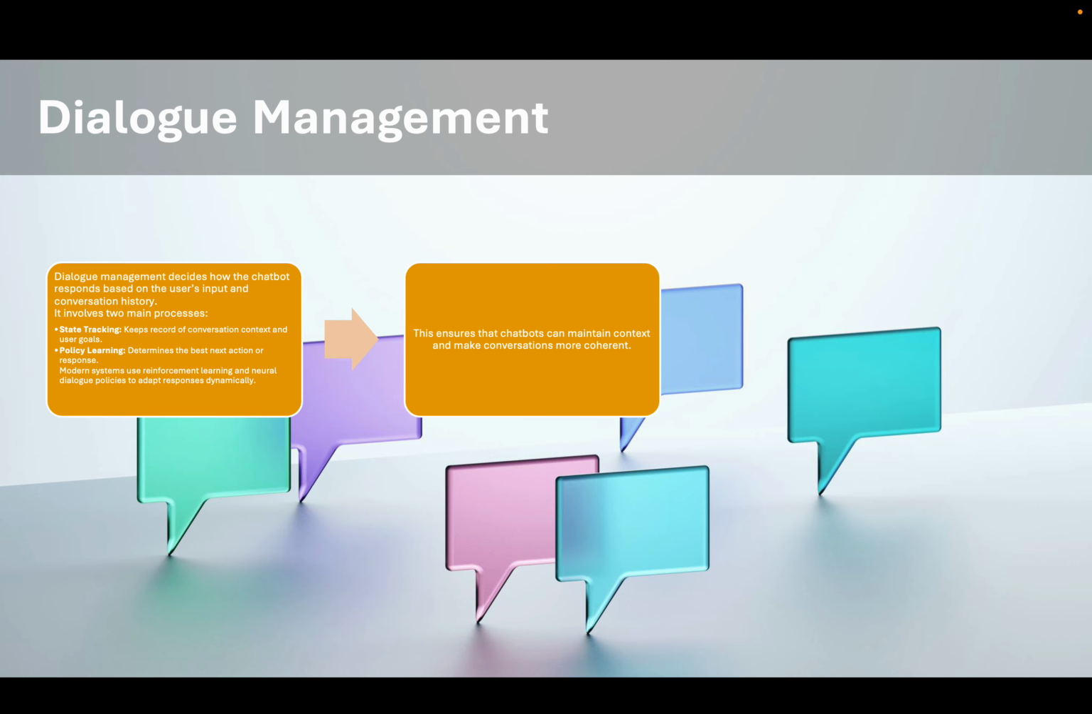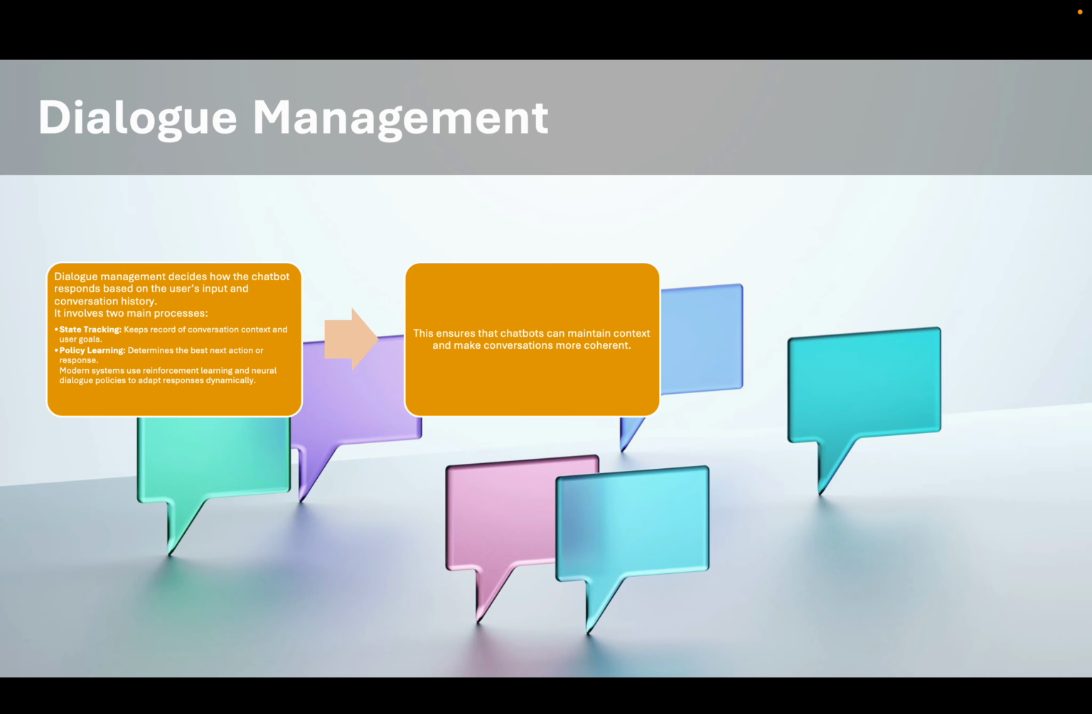Now let's discuss dialogue management. Dialogue management controls how a chatbot decides what to say next. It consists of two parts: state tracking and policy learning. State tracking keeps a record of the conversation so that the context is maintained. This helps avoid repetitive or irrelevant responses. Policy learning uses that context to decide on the next best action, that is, whether to ask a question, give an answer, or transfer the conversation to a human.